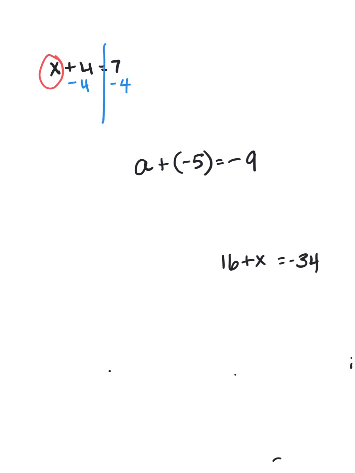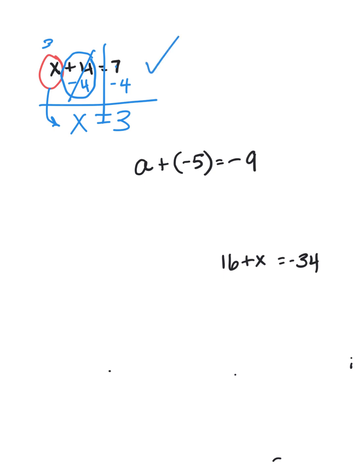Make sure you do the same thing on each side. And we know what to do because we're doing the opposite of what was being added. So since 4 was being added, we have to subtract 4 from both sides. This leaves us with x on the left. And on the right side, 7 minus 4 is 3. And that is the answer. Now if we were to substitute this back, we can see that 3 plus 4 is 7. And 7 is equal to 7. That's how we know we are right.